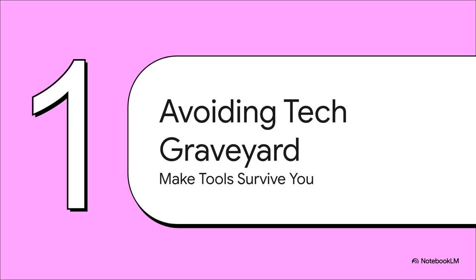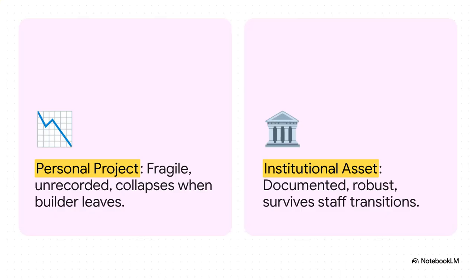Avoiding the tech graveyard and making sure your tools actually survive you. The main thing to grasp here is that securing your metaphorical builder's permit elevates your random script from a temporary personal project into a permanent institutional asset. Think about it. A personal project is incredibly fragile. It's totally unrecorded, and it practically collapses the second you log out for the last time. But an institutional asset that is documented, it's robust. It is explicitly designed to survive staff transitions. When you document your work, you're not just doing busy work. You are literally cementing your contribution into the foundation of your organization.